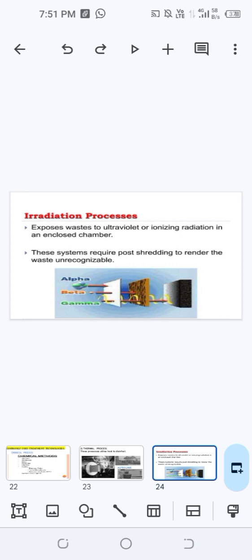The next process is the irradiation process. This is the method where ultraviolet rays or any ionizing radiations are passed in a closed chamber and the waste is disinfected by this means. This system requires post-shredding to render the waste unrecognizable. Cobalt 60 can be used for disinfecting hazardous waste.